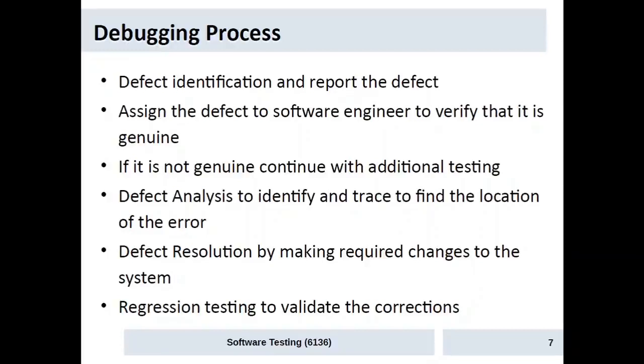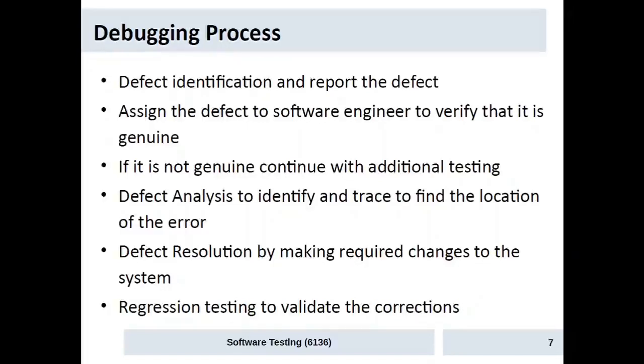Next, the developer performs defect analysis to identify and trace to find the location of the error. He often uses a hypothesis to conclude what might have caused the error and tests it to find out what can be the solution for that defect. Once the solution is found, he will make necessary changes to the system.